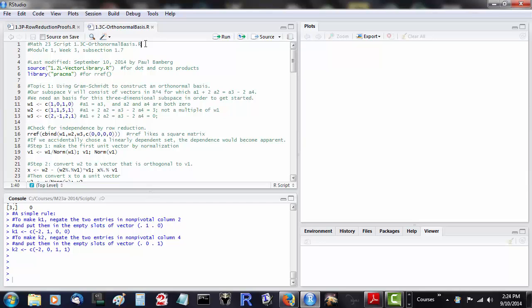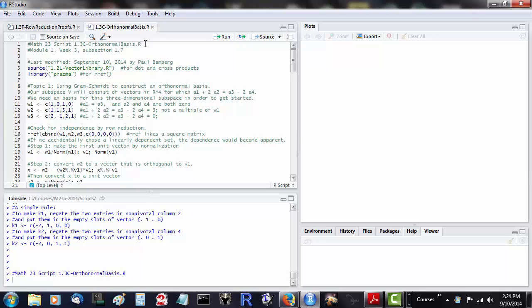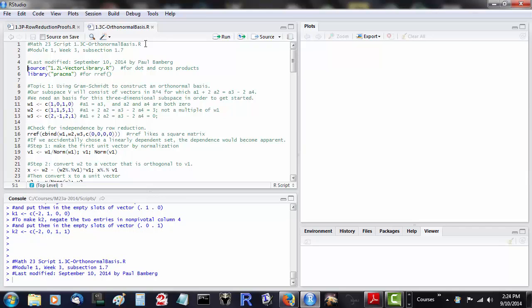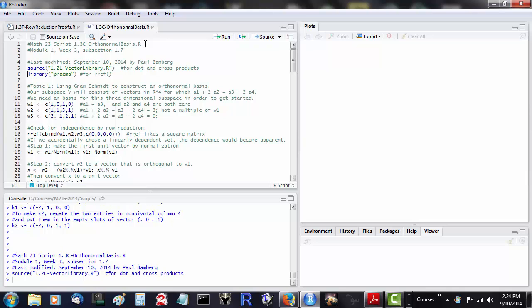However, we've got no problems with this because we're going to do it using R, and it's actually kind of fun to do by computer. You should read the short subsection 1.7 that deals with this. In order to do this, I'm going to need dot products, which come from my vector library, and I might want to do some row reducing, so I'll load practical math.